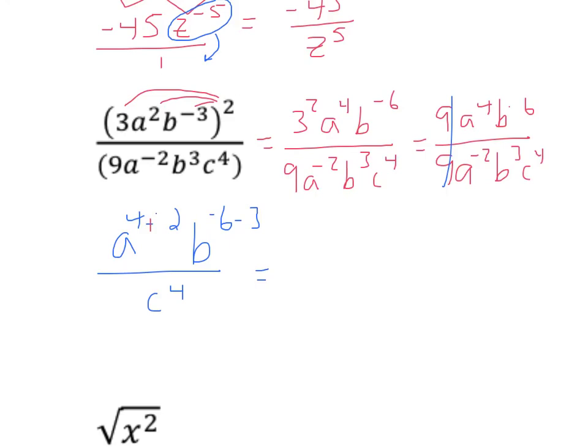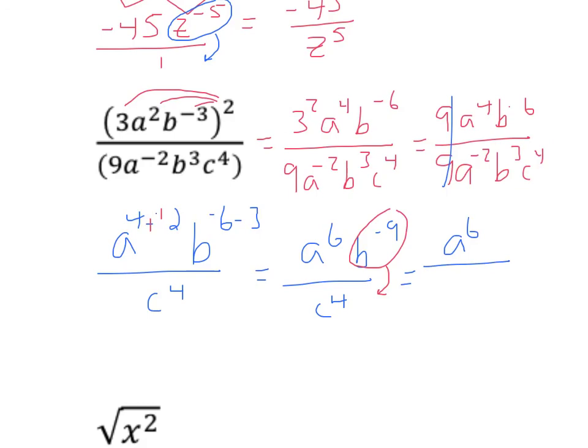So again, minus negative turns into positive, and we end up with a to the 6th b to the negative 6 minus 3 is negative 9 over c to the fourth. And again, if they want the answer with positive exponents, the only term with a negative exponent is that one. So you put it down below, and we get a to the sixth over b to the ninth, c to the fourth.